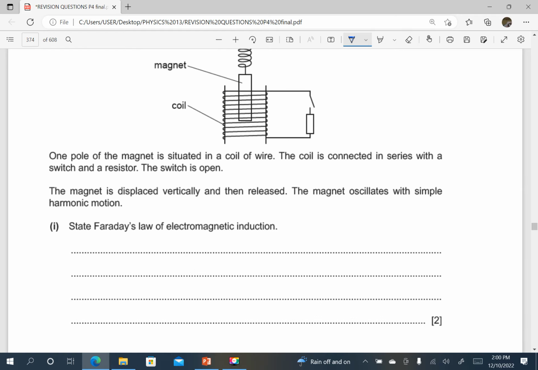State Faraday's law. We stated Faraday's law many times in magnetic fields, so we know that the magnitude of the induced EMF is directly proportional to the rate of change.